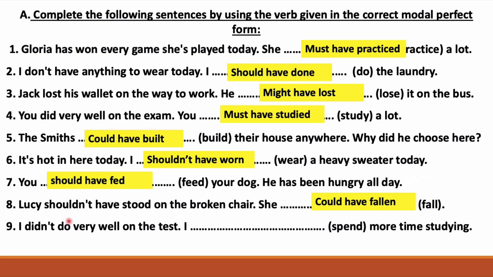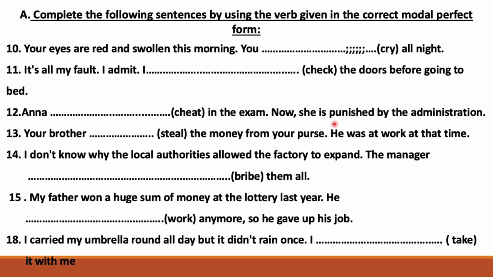criticizing someone. Number 9. I didn't do very well on the test. I should have spent more time studying. But I didn't. Please remember that here we have spent, fallen, fed, worn, built, studied, lost, done, practice. This is the past participle of the verb. Excellent.